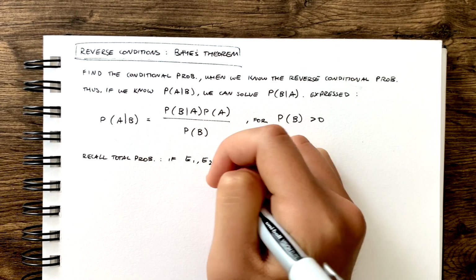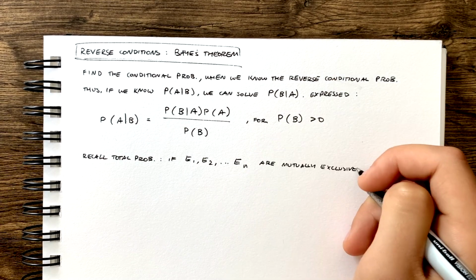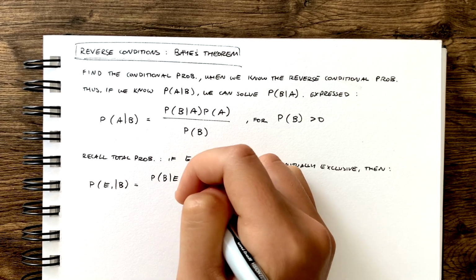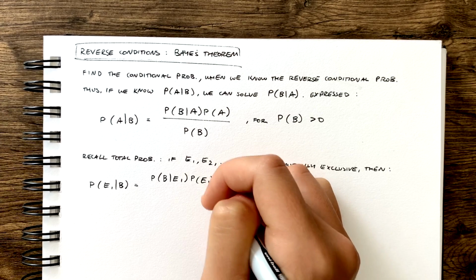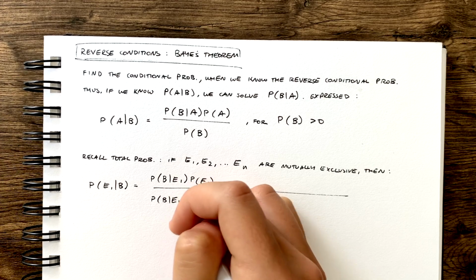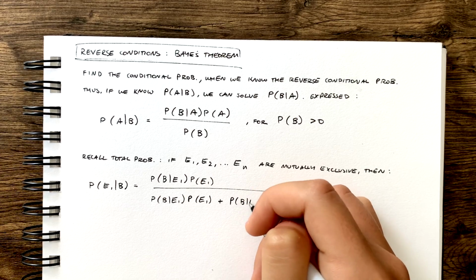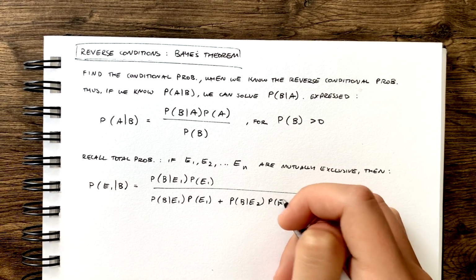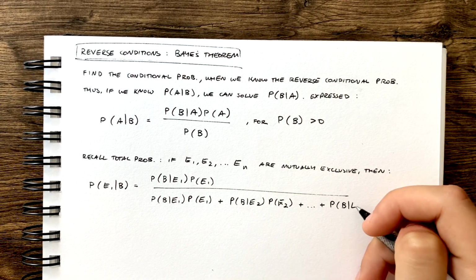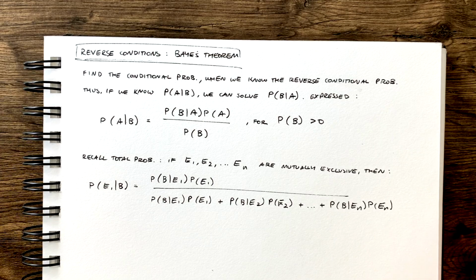And let's recall what we just talked about with total probability. If E sub 1, E sub 2, all the way to E sub n, all of these events, if they are mutually exclusive, then we can say that the probability of E sub 1 given some event B is equal to, if we know the reverse condition, we can say probability of B given E sub 1 times the probability of that event occurring, all over, again, the total probability of event B occurring. So the probability of B given event 1 times the probability of event 1 plus the probability of B given event 2 times the probability of event 2. We can do this for every event all the way to E sub n for n number of events that we have, and find the total probability of B occurring within each of these events.